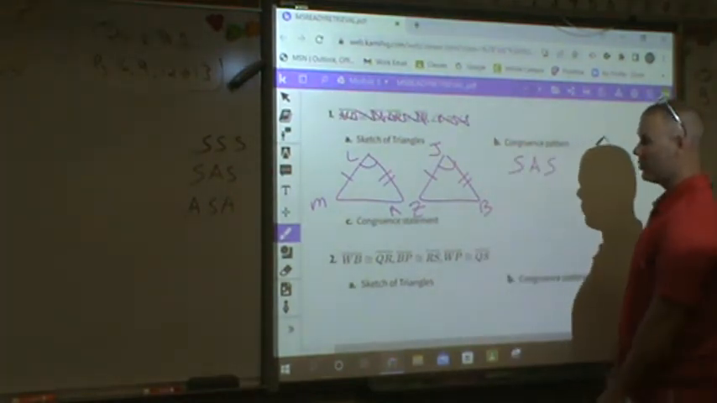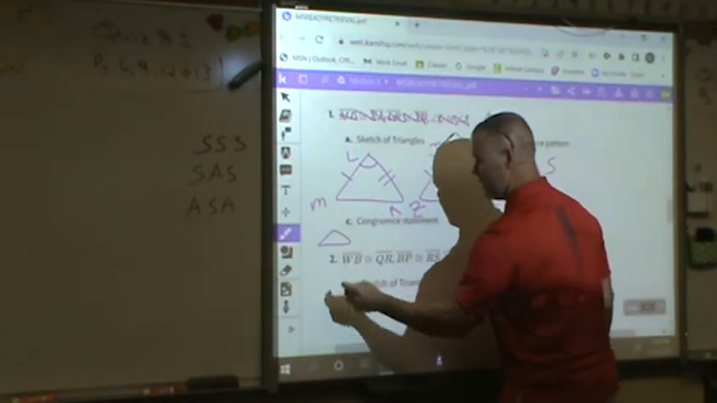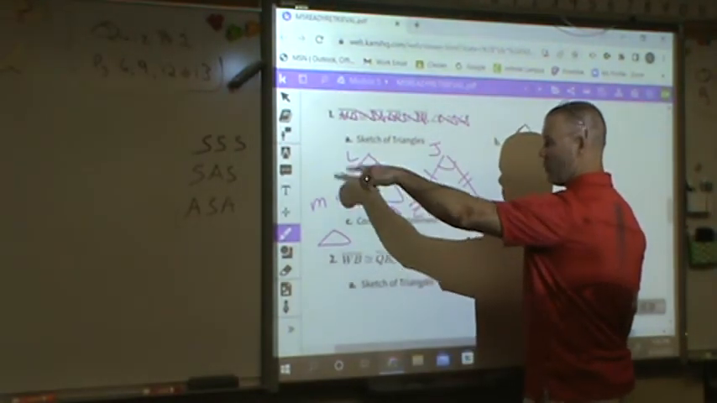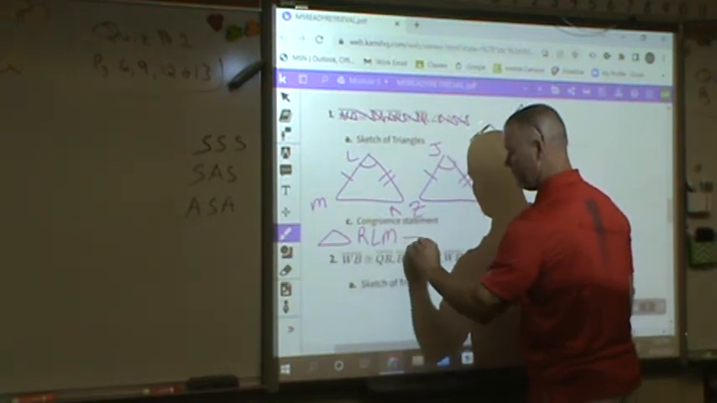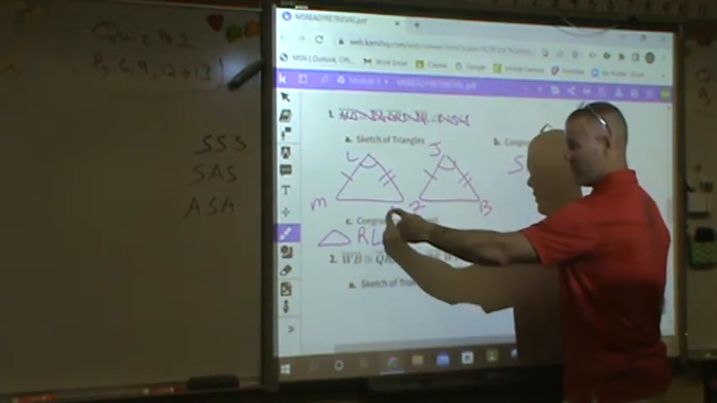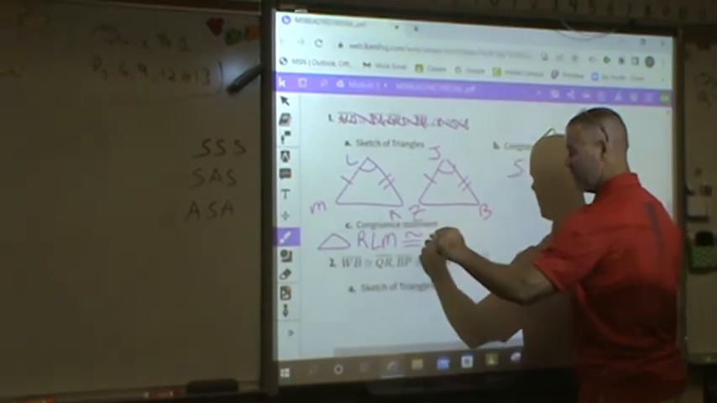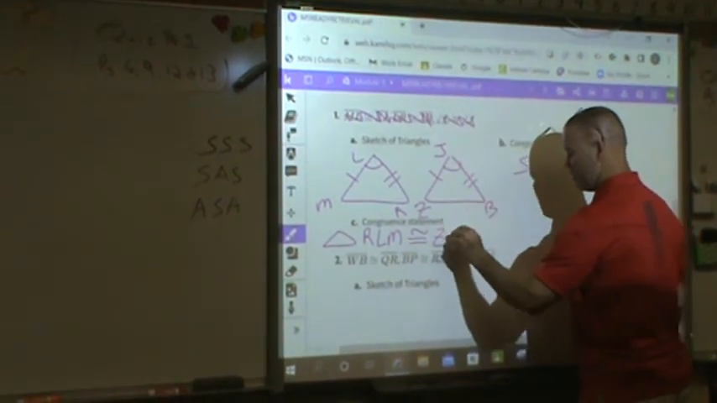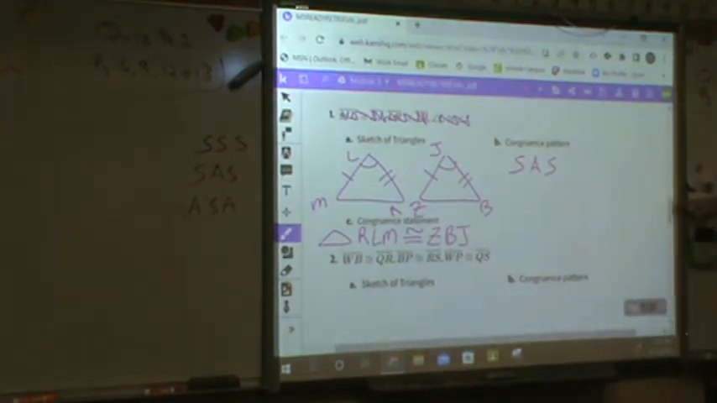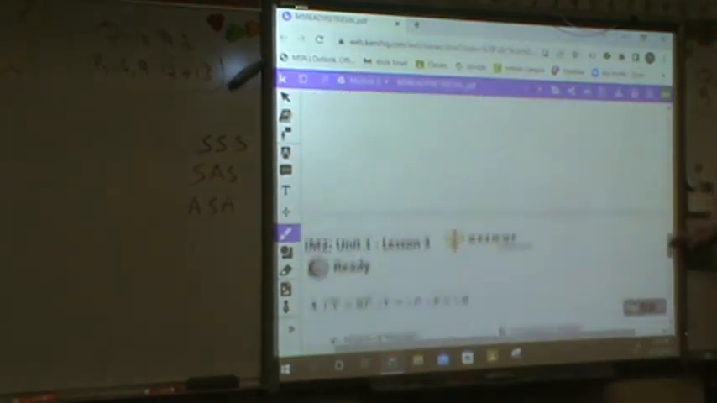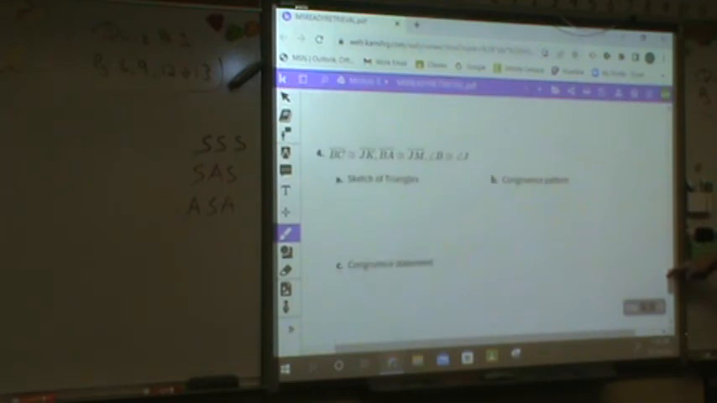And then what about my congruence statement? Well, my statement is triangle, wherever I want to start, it doesn't matter. RLM is congruent to, so I started at R, went to L, went to M, started Z, B, J. So ZBJ, right there. Done, over with. And you are to go through and do the same thing with 2, 3, and 4.